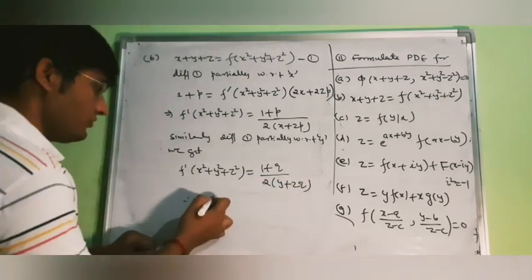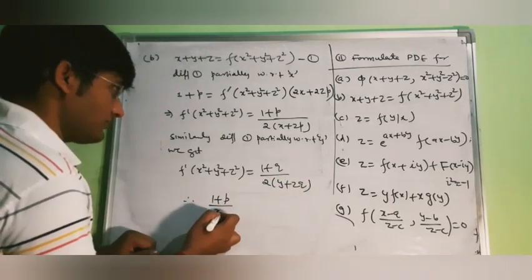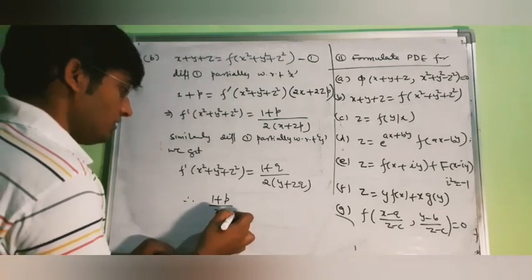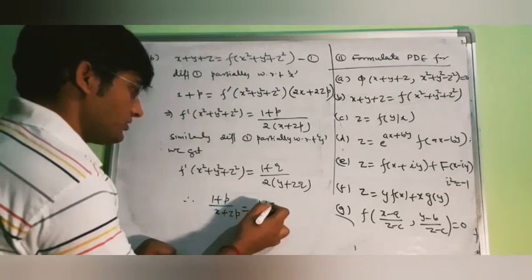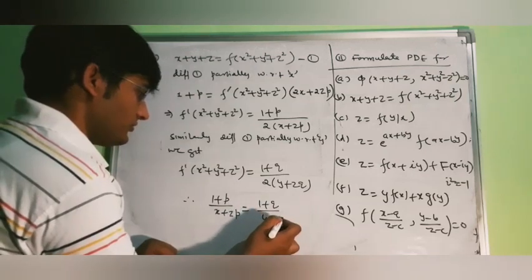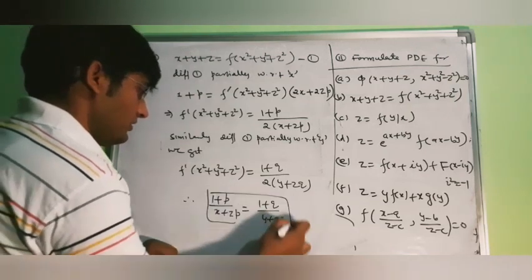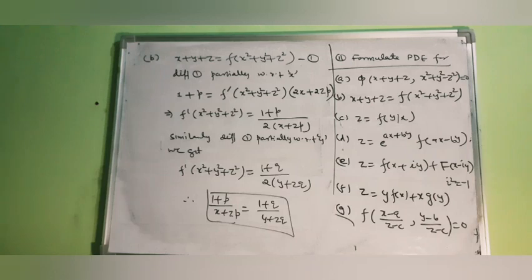Therefore, your answer will be 1 plus p upon x plus zp is equal to 1 plus q upon y plus zq. So this is your answer, and you can cross multiply both sides.